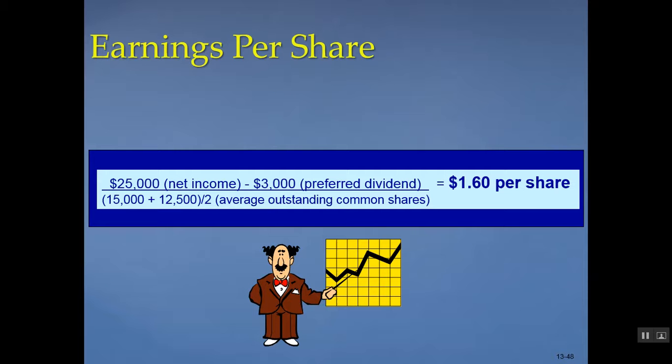So this confuses a lot of people, this preferred dividends. Most companies do not have preferred dividends, so unless you are told or you see preferred dividends on the balance sheet, then this is typically 0 and you're just looking at the net income. So for the company that we've been analyzing in this chapter, they have an earnings per share of $1.60. So that means that for every share of common stock, they earn $1.60 for investors.